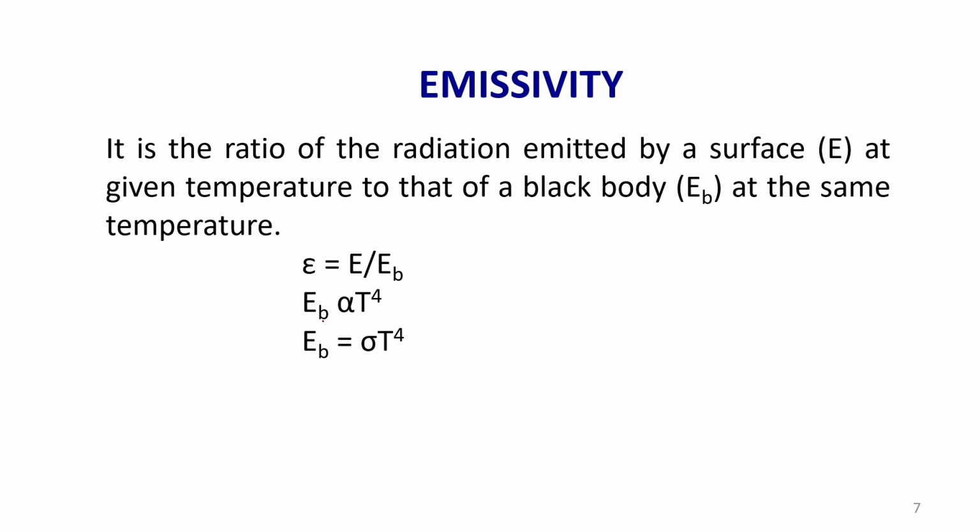So, EB is proportional to sigma into T power 4, we know that one, and that is the Stefan-Boltzmann law, which is the governing law for the radiation heat transfer. And to remove the proportional symbol, the constant used is the Stefan-Boltzmann constant, which has a value of 5.67 into 10 power minus 8 watts per meter square Kelvin power 4.